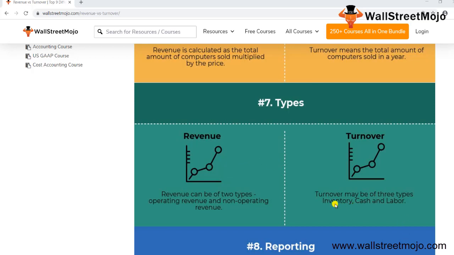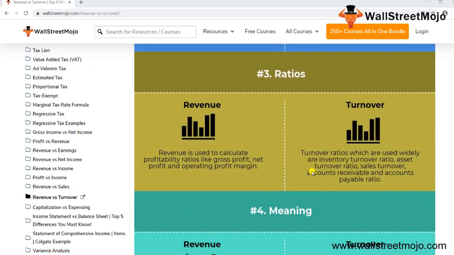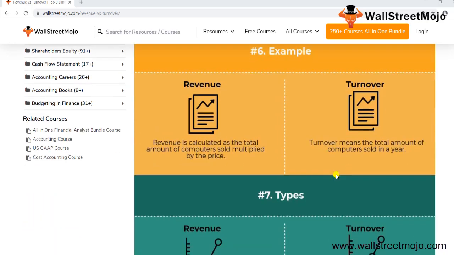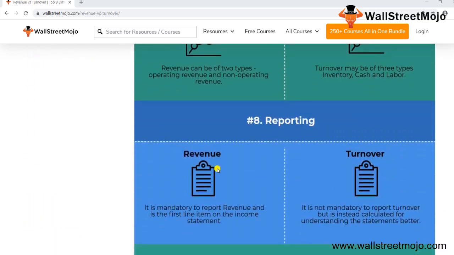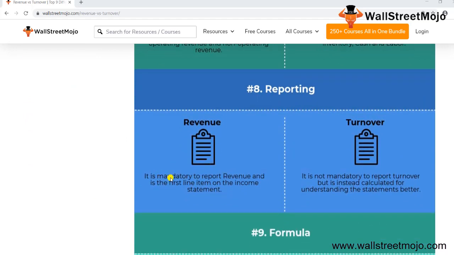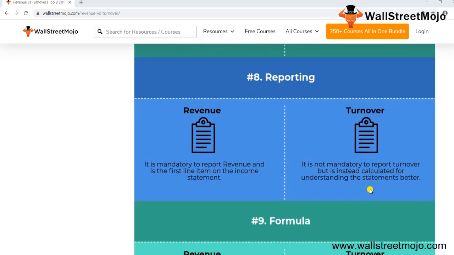Turnover may be of three kinds: inventory, cash, labor. From the ratios that we discussed here, it seems now you have an idea. How is it reported? It is mandatory to report revenue, and it is the first line item in the income statement. You see revenue and then other income, right? You never see turnover first. It is not mandatory to report turnover, but it is calculated for understanding these statements better.